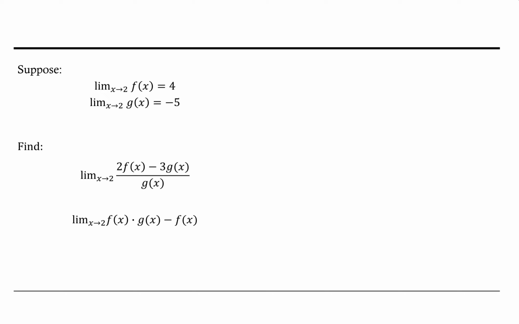Welcome. Let's take a look at a couple of examples of applying limit laws. In these two examples, we're going to suppose that the limit as x approaches 2 of f of x equals 4, and that the limit as x approaches 2 of g of x equals negative 5. Let's start by looking at this first limit.